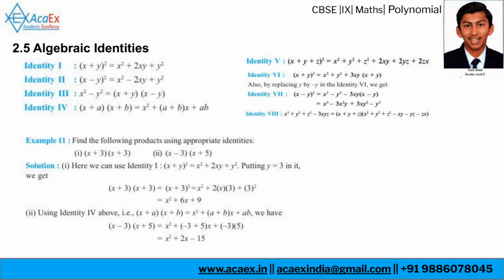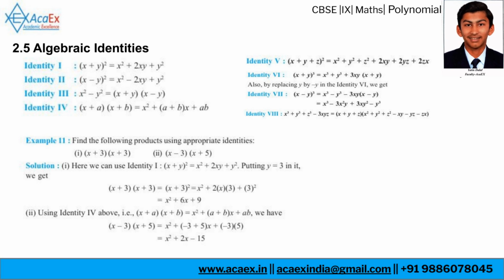Algebraic identities. This slide lists key algebraic identities. Identity 1: (x plus y) squared equals x squared plus 2xy plus y squared. Identity 2: (x minus y) squared equals x squared minus 2xy plus y squared. Identity 3: x squared minus y squared equals (x plus y) times (x minus y). Identity 4: (x plus a) times (x plus b) equals x squared plus (a plus b)x plus ab.